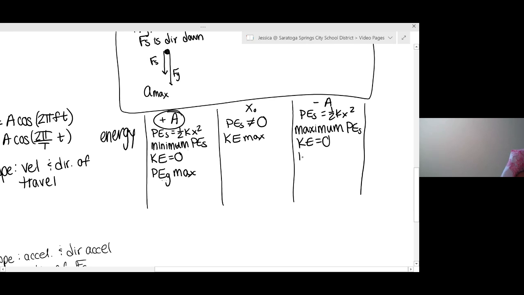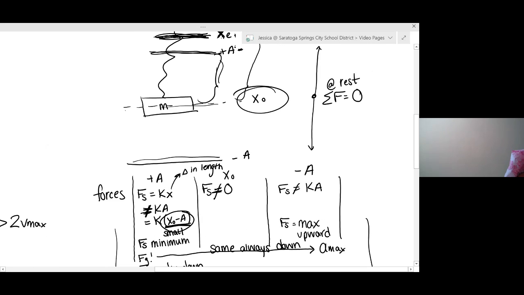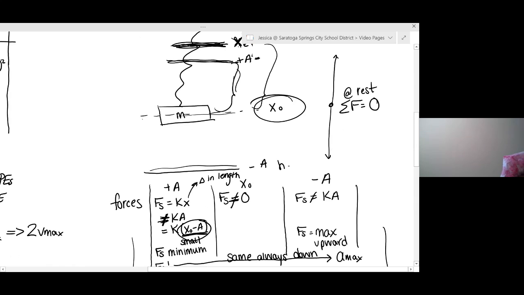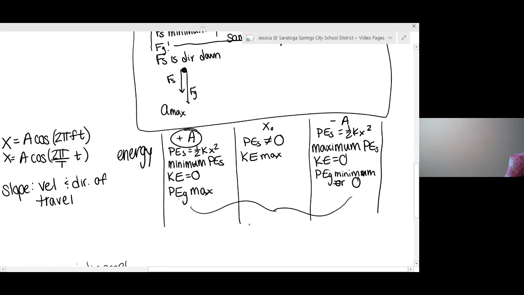Okay. And then over here, PEG is at a minimum. And depending upon where we set our height, it might be 0. So like if we say that this negative amplitude is a height of 0, that means our potential energy is going to be 0 here. Either way, energy is going to be conserved. Okay, it's just going to be split now, conserved, between spring potential energy and gravitational potential energy and kinetic energy.